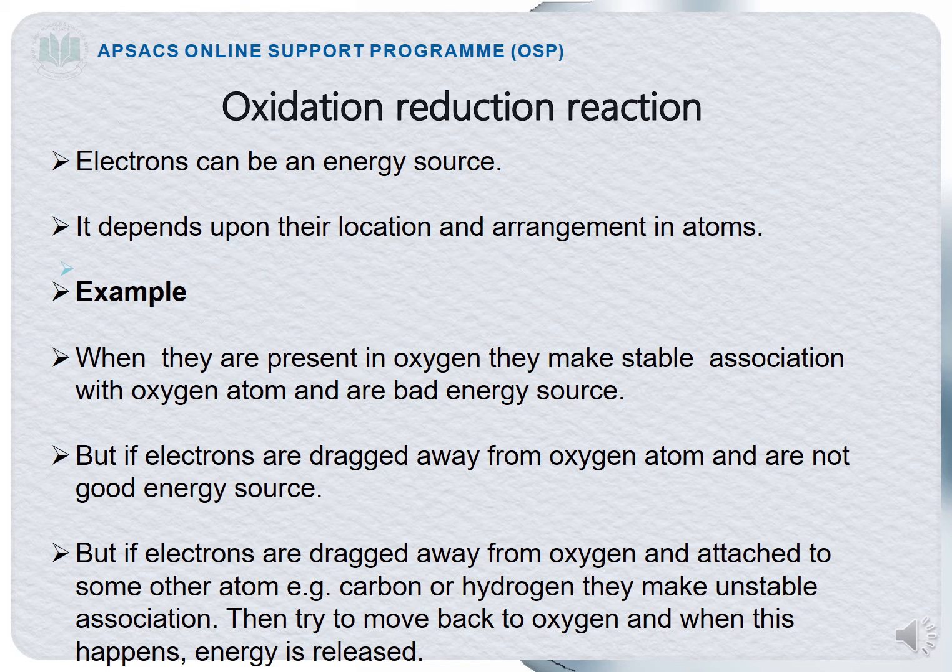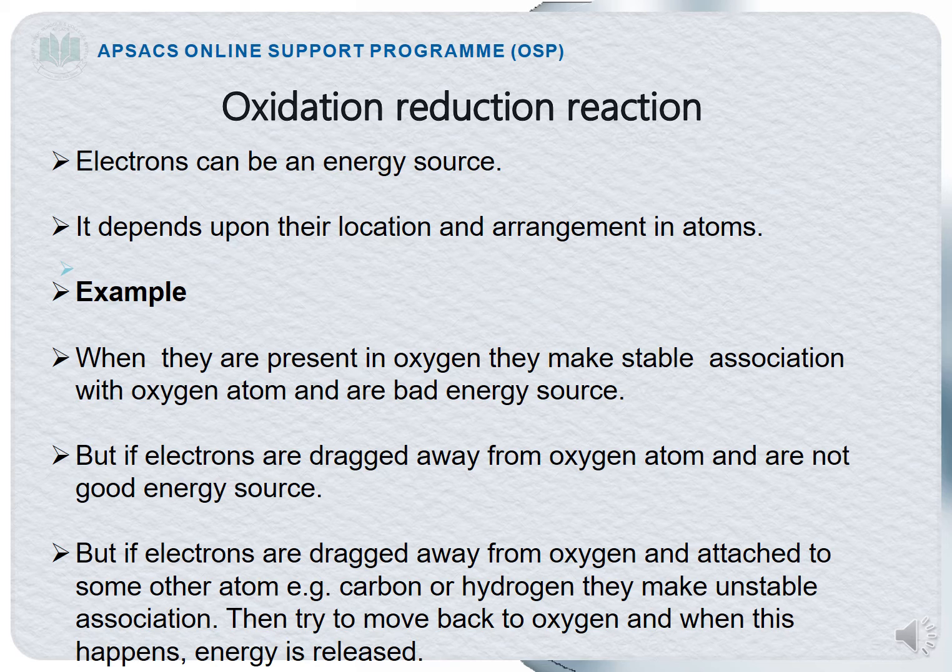Electrons can be an energy source. I have told you about the gaining and the losing of the electrons. Actually, this is the oxidation reduction reaction. So electrons will be the energy source. How will electrons be the energy source? It totally depends upon the location and arrangement of the electrons in an atom. Now I will explain these two points with the help of an example.